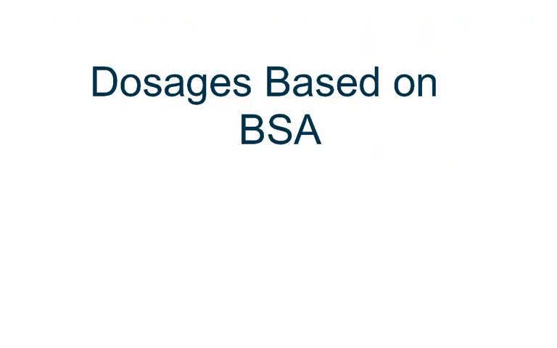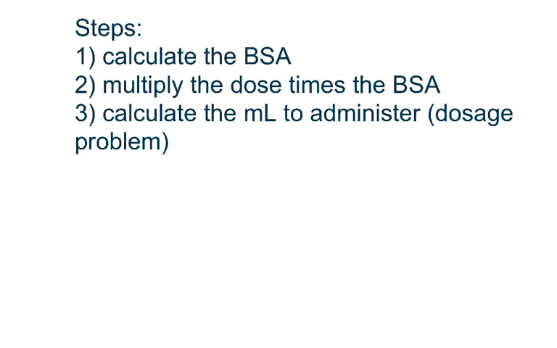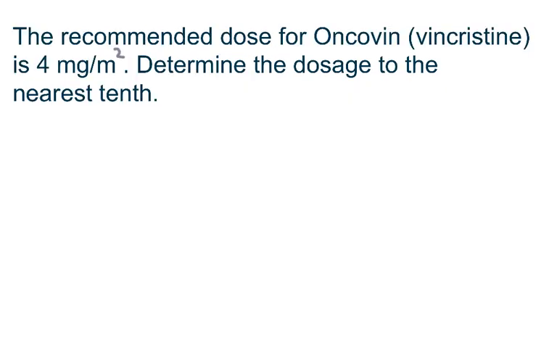Okay. So now we're going to talk about when we're giving dosages or medications based on a person's BSA. These are the steps. First step, you're going to calculate the BSA. Then you're going to multiply the dose times the BSA. And if they give you the medication available, you're going to then calculate how many milliliters to administer by just using a dosage problem. Okay. So notice my little meters squared right here, because on this program I can't put the little 2 up there, so I had to write it in with my pen.